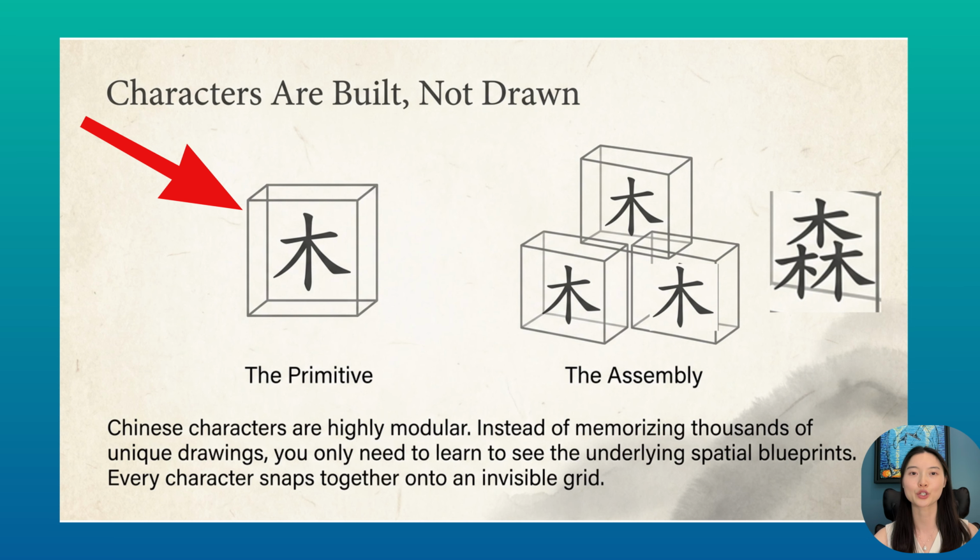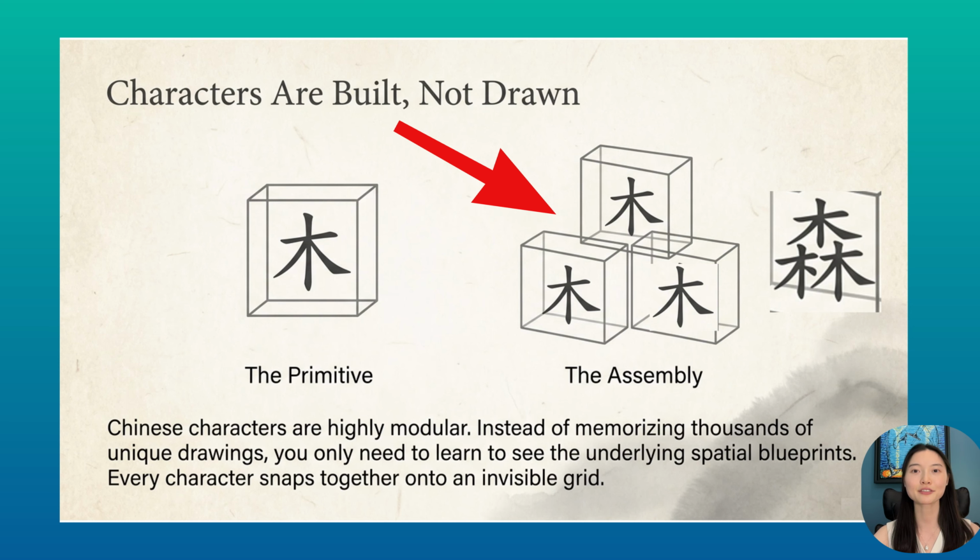Look at 木, tree, one primitive block. Now snap 3 of those blocks together, 1 on top, 2 below, and you get 森, forest. Same component, new blueprint, new character. Chinese is highly modular. Instead of memorizing thousands of unique drawings, you only need to learn to see the underlying spatial blueprints. Today, I will show you 9 of them.